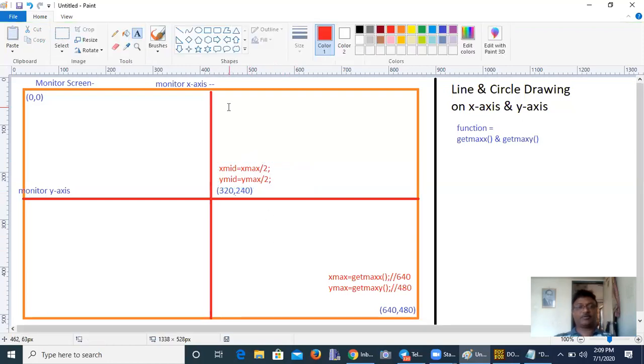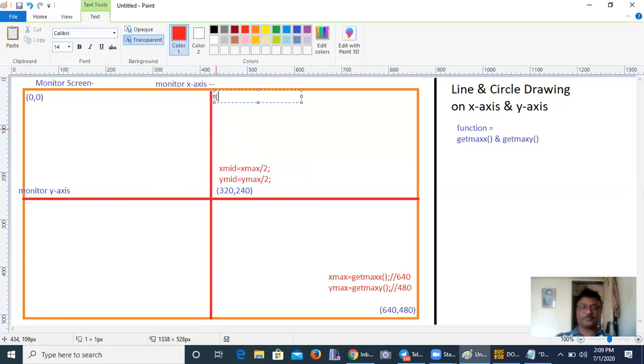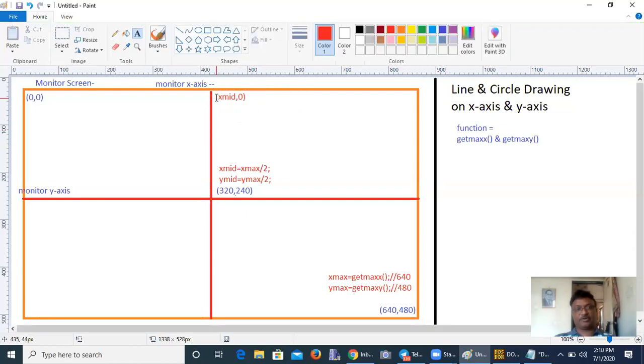Now what are the coordinates that you have to pass to the line so that it can be drawn? This is my x-axis and this is my y-axis. See here, suppose this is my 0, 0 value. I am incrementing in the x direction, meaning my x value is increasing. So what are the coordinates of this point? This point is 320, so xmid. I am incrementing only in the x direction, so this value is xmid, 0. This is the coordinates of this point.